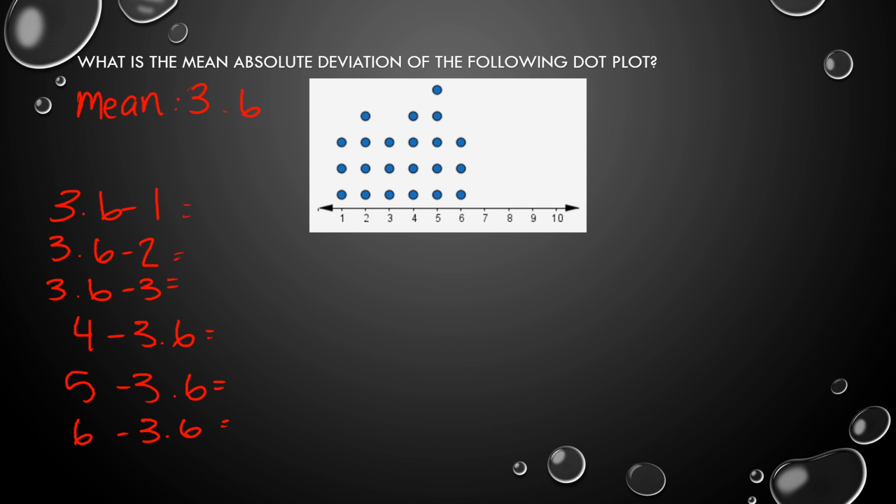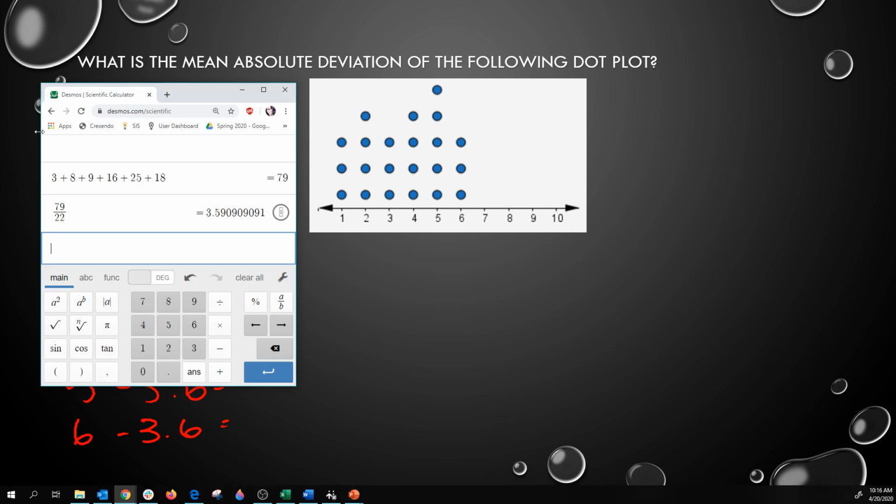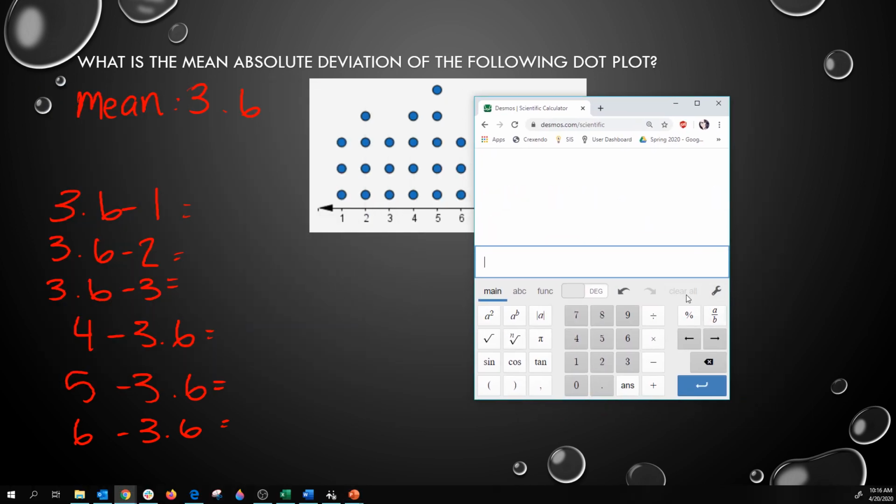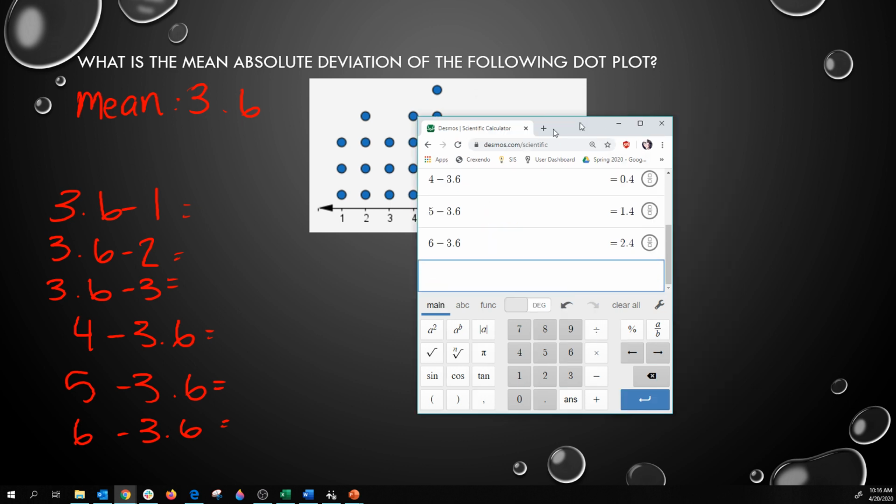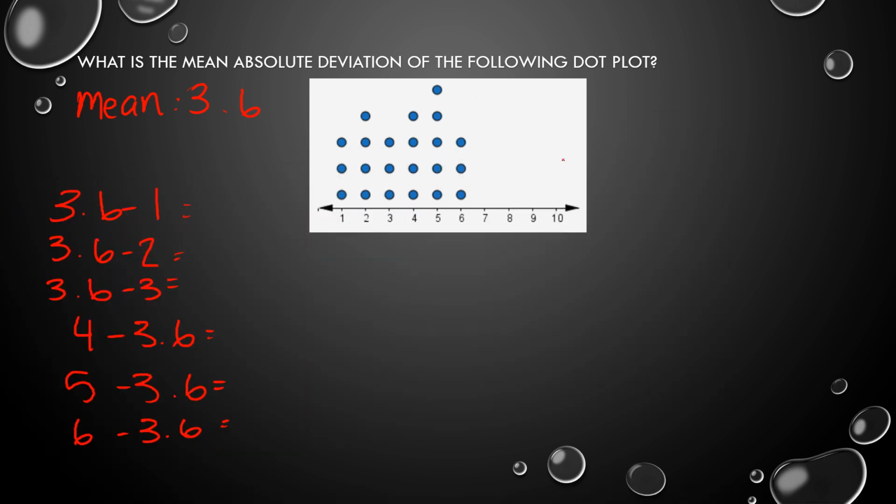And then I'm going to bring back our calculator and we're going to subtract all of these. So 3.6 minus 1. Alright, so here are all those numbers. And I'm going to move this over here and then copy them onto our PowerPoint. So this is 2.6, 1.6, 0.6. This would give me 0.4, 1.4, and 2.4.